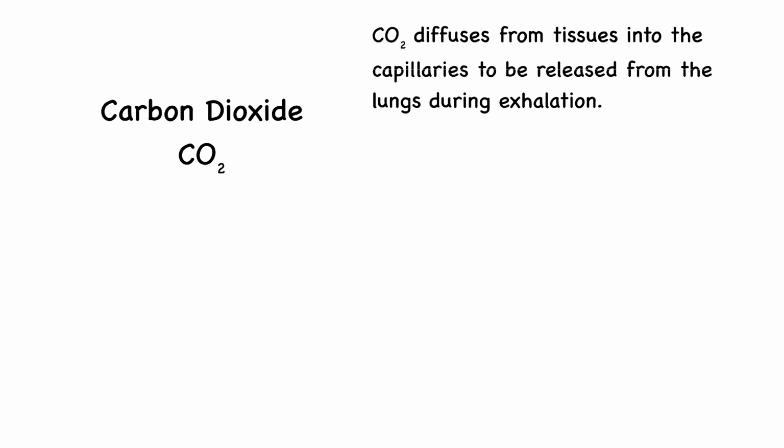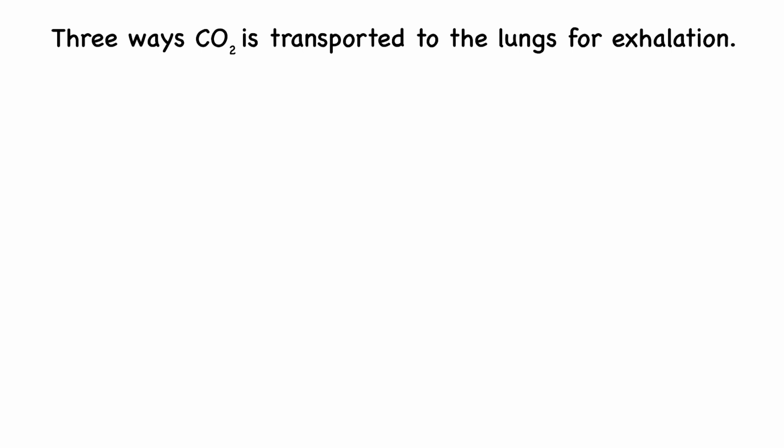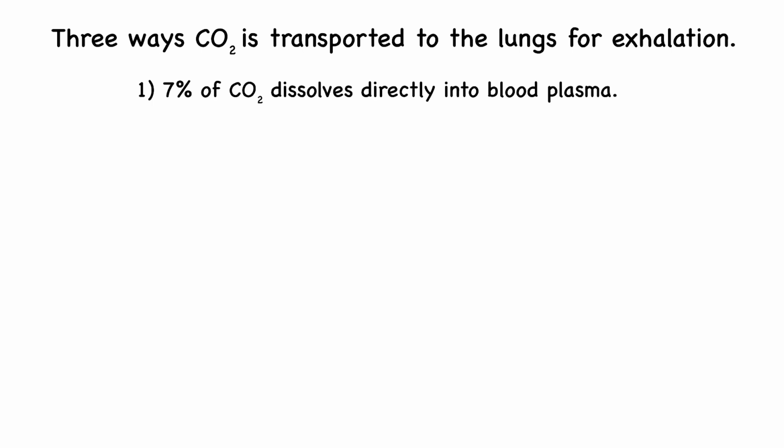Carbon dioxide is transported back to your lungs in 3 primary ways. First, a small amount, about 7% of carbon dioxide, dissolves directly in the plasma. The second way is that about 23% of carbon dioxide is going to bind to hemoglobin, forming a compound called carbaminohemoglobin.